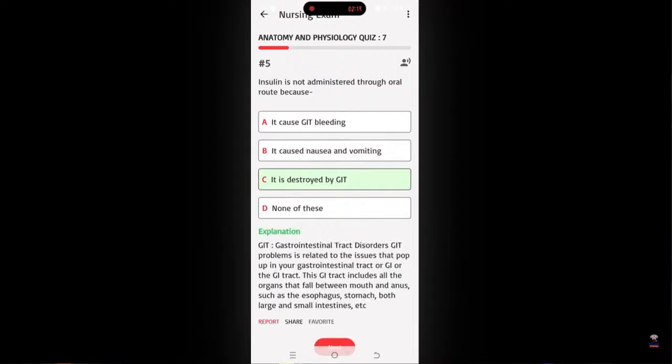Gastrointestinal tract (GIT) disorders are problems related to issues that pop up in your gastrointestinal tract, or GI tract. This GI tract includes all the organs that fall between the mouth and anus, such as the esophagus, stomach, both large and small intestines, etc.